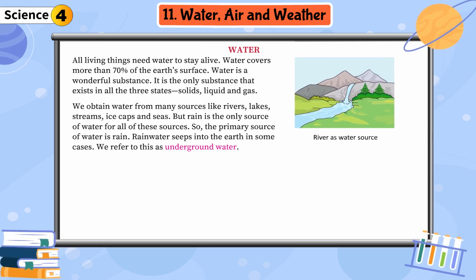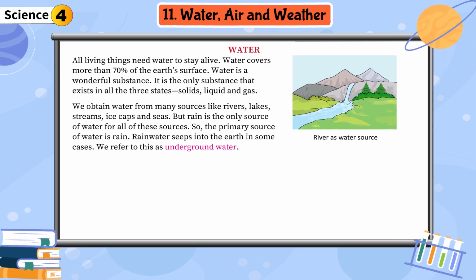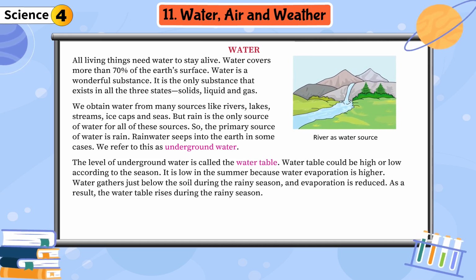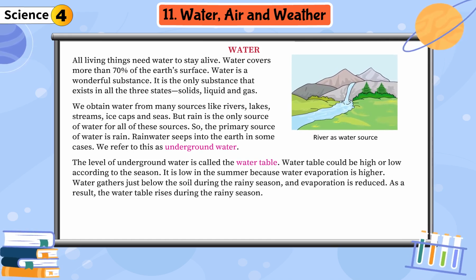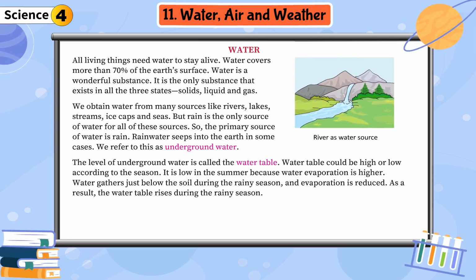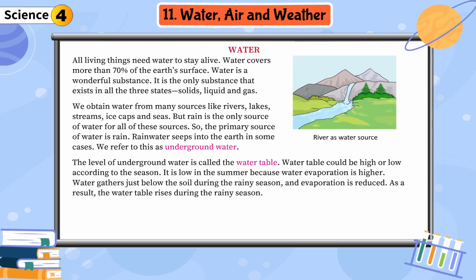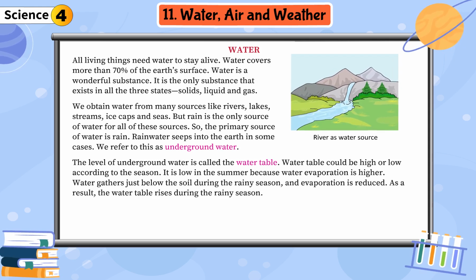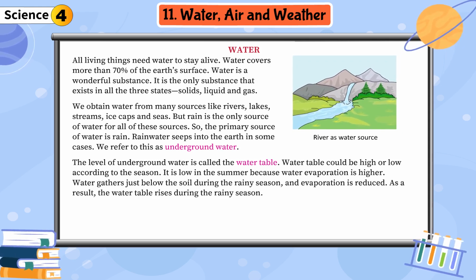Rainwater seeps into the earth in some cases. We refer to this as underground water. The level of underground water is called the water table. The water table could be high or low according to the season. It is low in the summer because water evaporation is higher. Water gathers just below the soil during the rainy season, and evaporation is reduced. As a result, the water table rises during the rainy season.